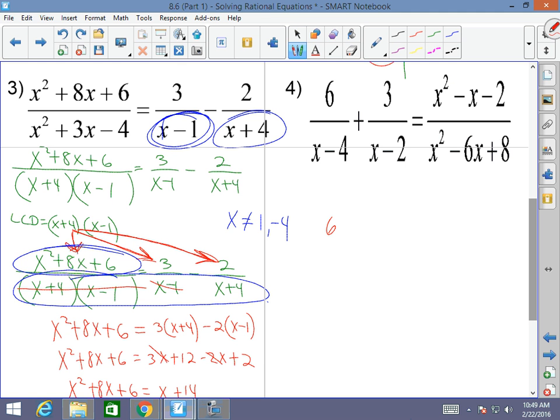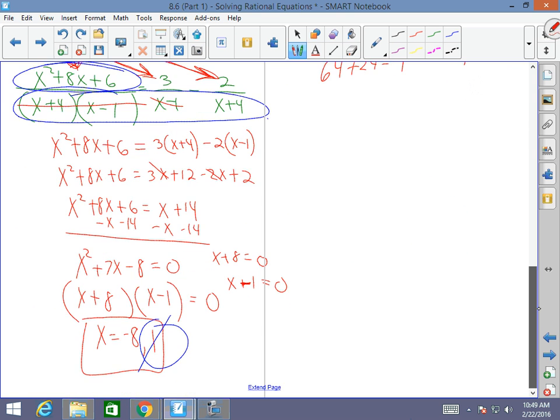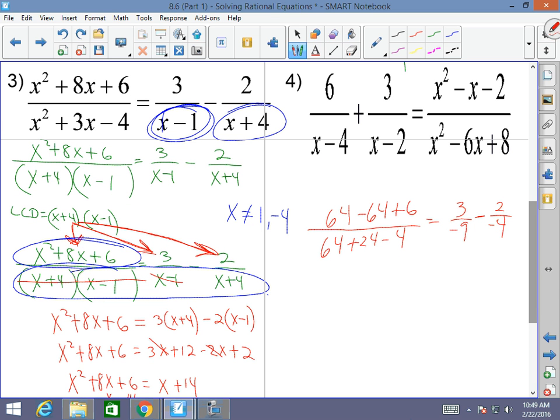So I've got 64 minus 64 plus 6 over 64 plus 24 minus 4. Does that equal 3 over negative 9 minus 2 over, this is negative 8, so 2 over negative 4? Well, we're going to have to do some math here. Luckily, these two cancel, so that's 6, and then that's 88 minus 4, which is 84. I can divide both of these by 6, giving me 1 over 14. Okay, let's see if this equals this.